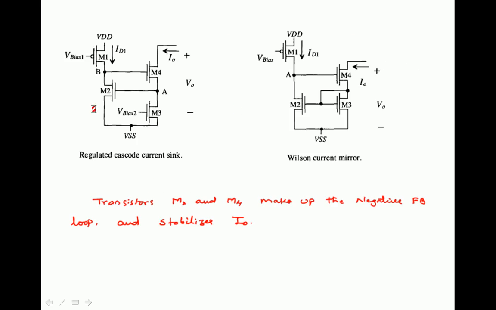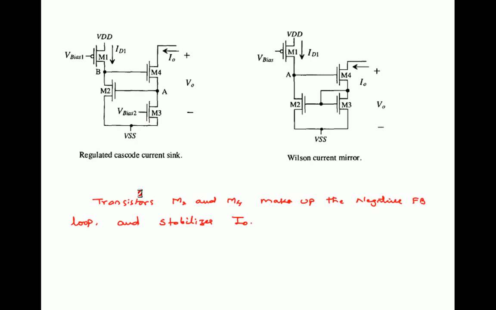So look at the left diagram: the regulated cascode current sink. There we are using 4 transistors M1 through M4 and 2 biasing voltages, V bias 1 and V bias 2. V bias 1 is the voltage used to bias the M1 transistor. V bias 2 is the voltage used to bias the M3 transistor.